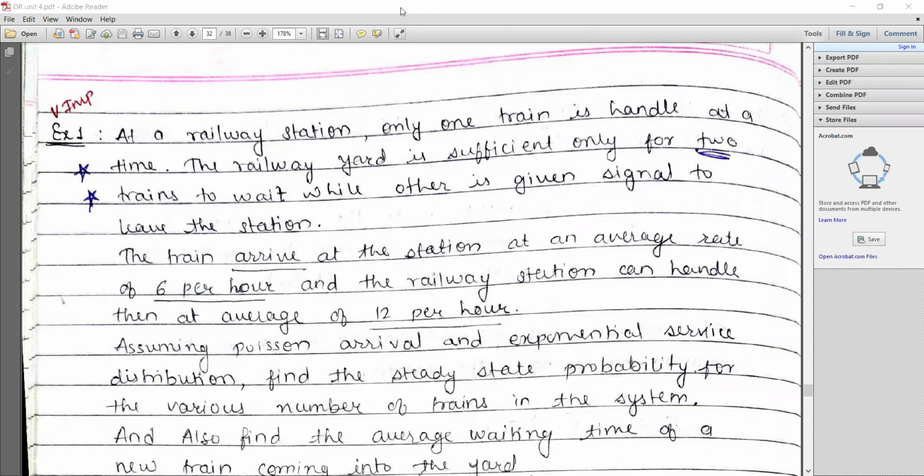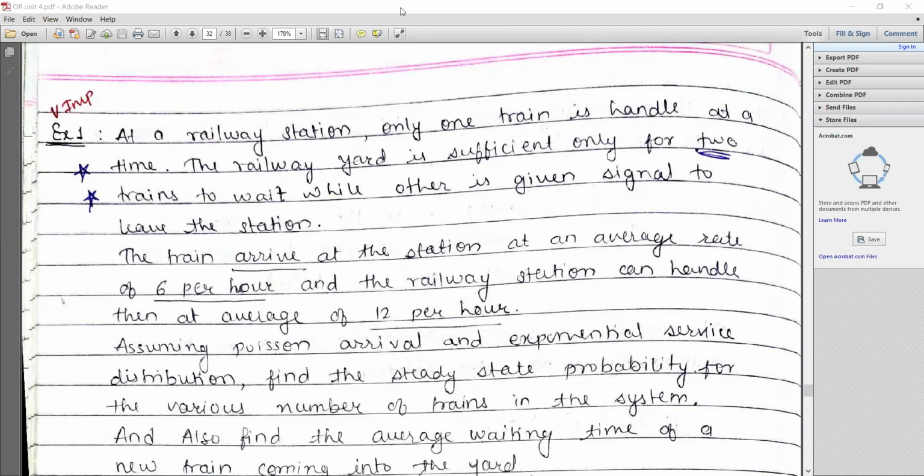Today we are going to learn some examples of queuing system. This is the last part of that unit. Three examples are remaining, and that is the last part of this unit. The first example is a very important example, meaning this is the example that came in the paper.